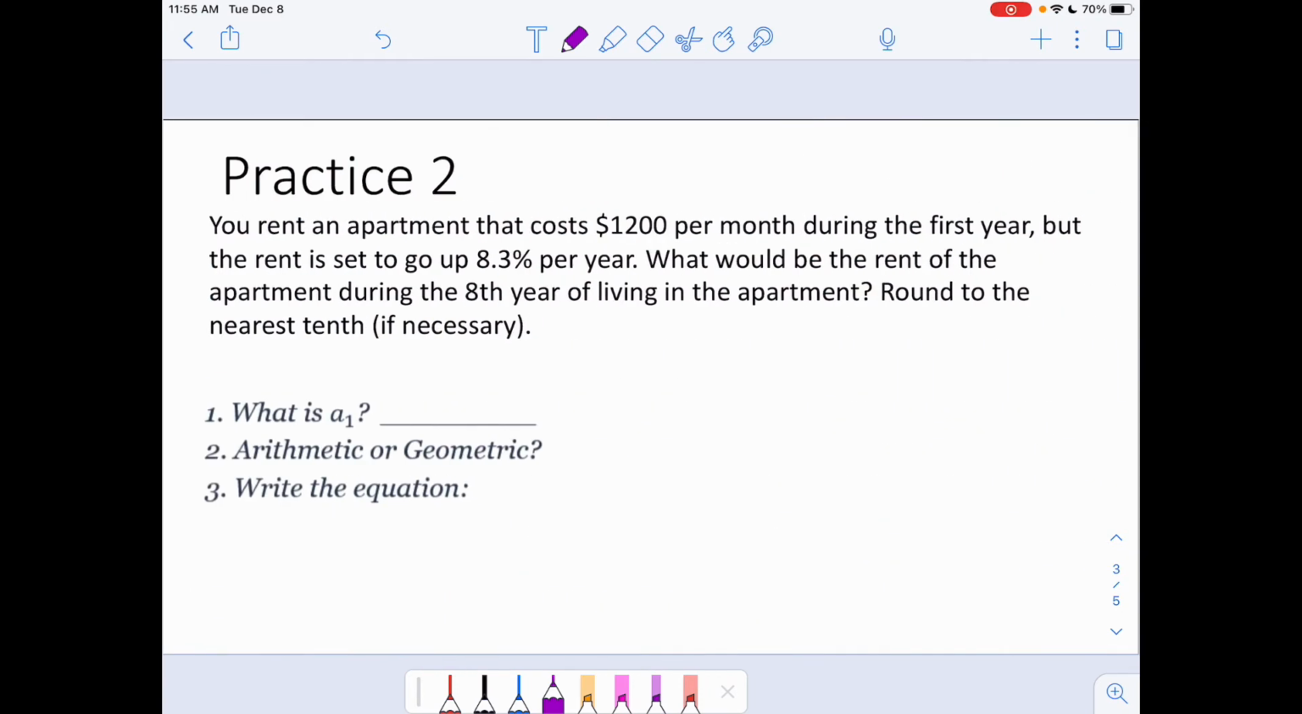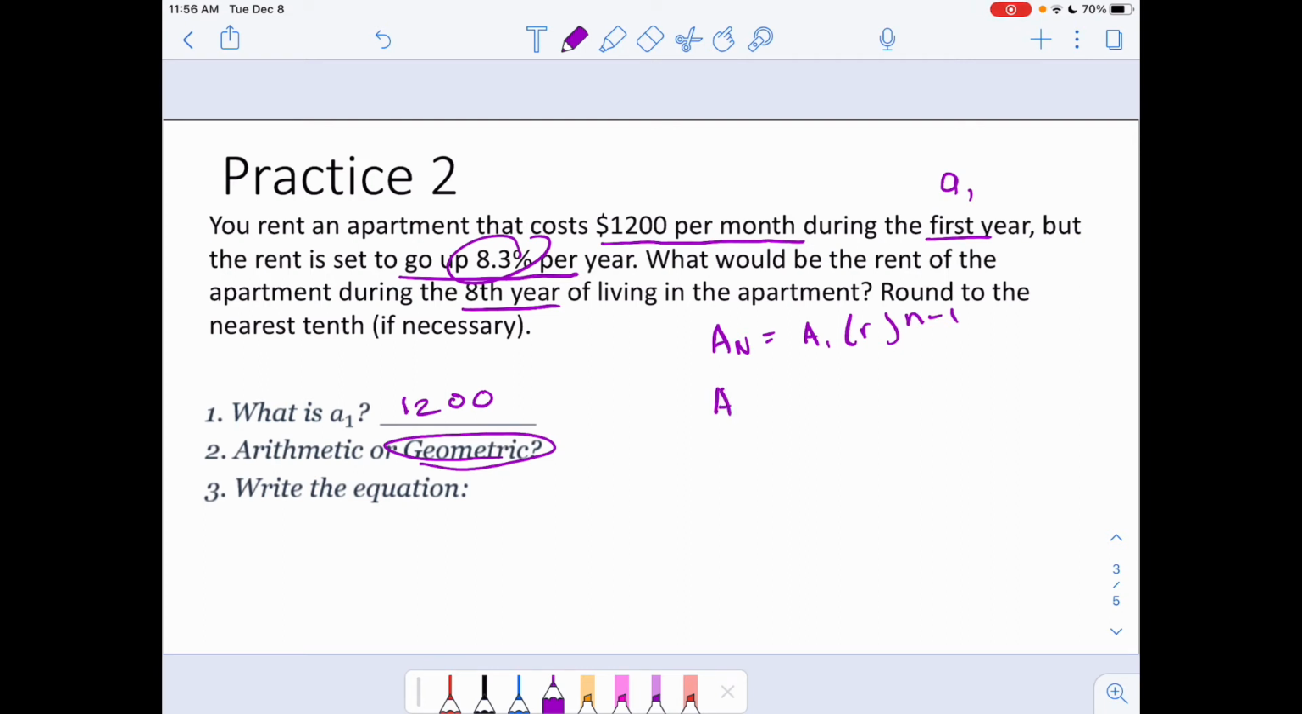Let's try a second example. You rent an apartment that costs $1,200 per month during the first year. First, A sub 1. But the rent is set to go up 8.3% per year. What would be the rent of the apartment during the 8th year of living? So great, I see the word first, so that means I'm dealing with A sub 1, so that's 1,200. I see percents, so that's geometric. So let me go ahead and write the general form of my equation.